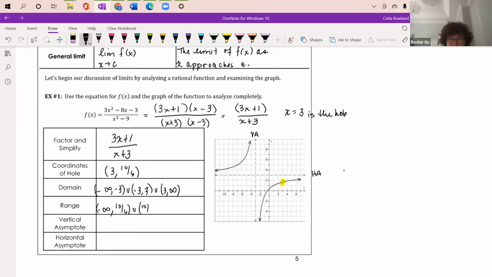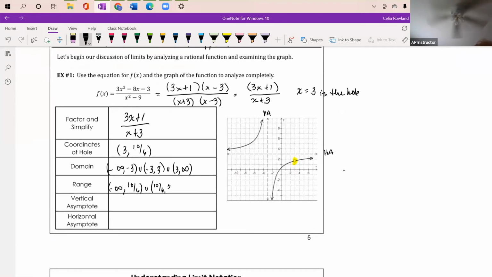union 10 over 6. By the way, in calculus, we don't care if you simplify your fractions or not. Every equivalent form is accepted in calculus. Yay! You got to love that. Like, seriously, I never get that. That's the best part.